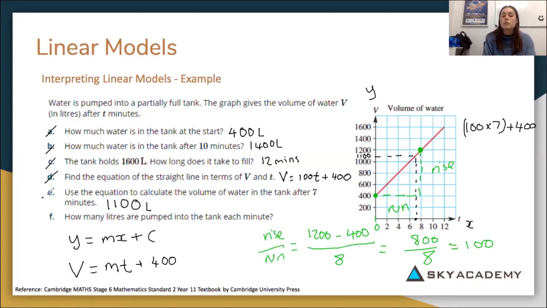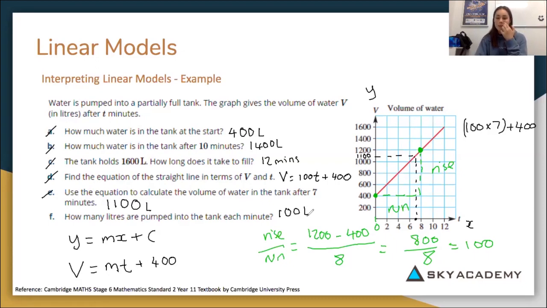And finally, it says how many litres are pumped into the tank each minute. So if we have a look at our formula, we have volume equals 100 litres per 1 minute for each T plus 400. So we start with 400, and then for every minute, it will increase by 100. So that means that 100 litres are pumped into the tank each minute. That is our rate of increase.